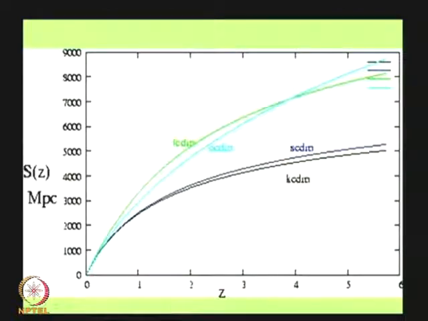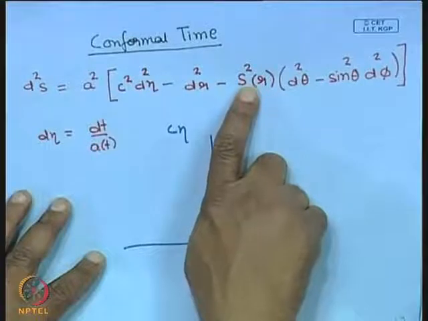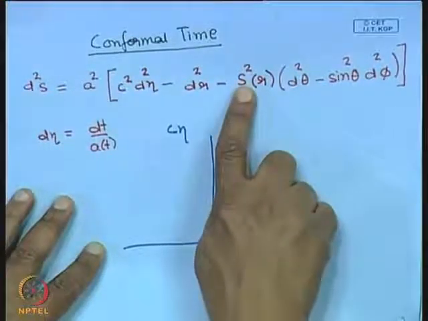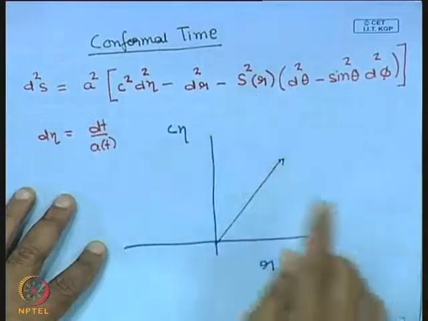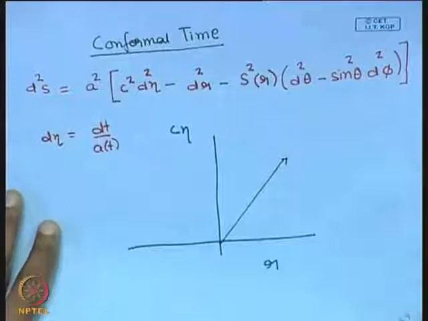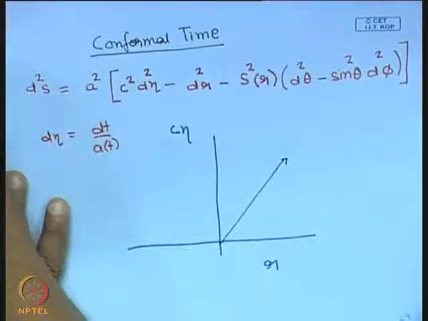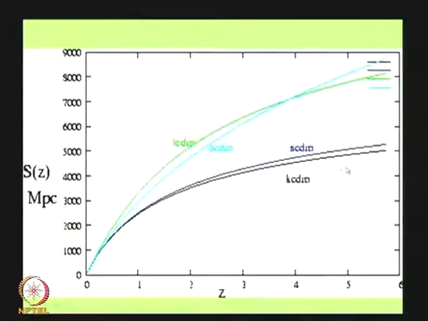So you see in this model, the curved one which is positively curved, the S function is basically sine, and for large redshift this will grow slower than the linear function. For small theta it is linear, and then it becomes slower. So you see this model falls below all the other models, K CDM.